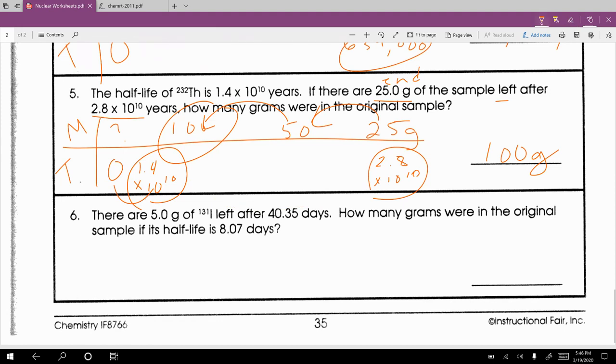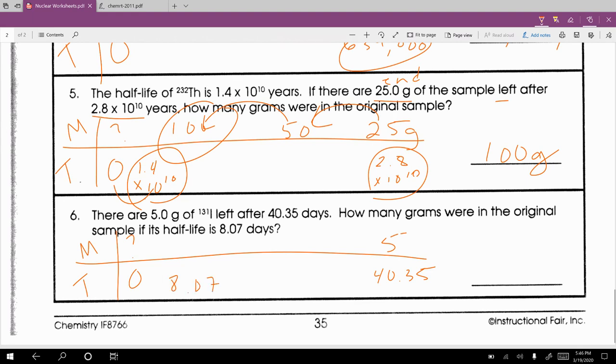Remember, we're going to do our chart, our time versus mass. There's 5 grams of iodine-131 left after 40.35 days. How many grams are in the original sample at time 0, if its half-life is 8.07 days?